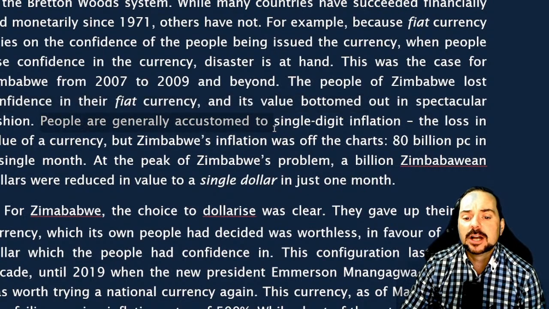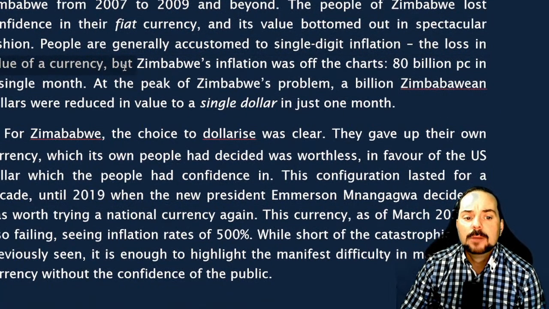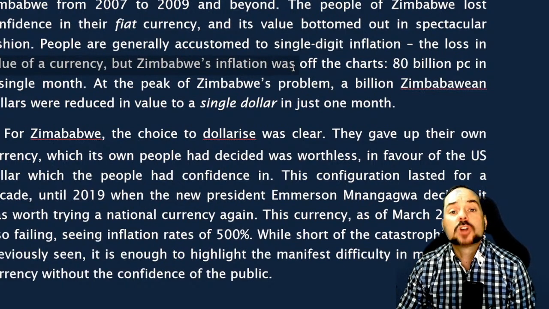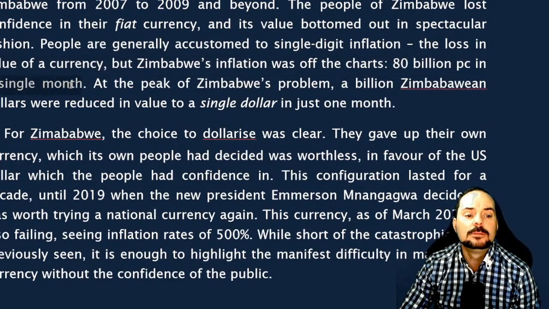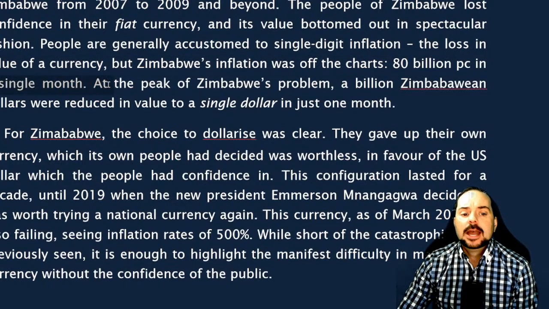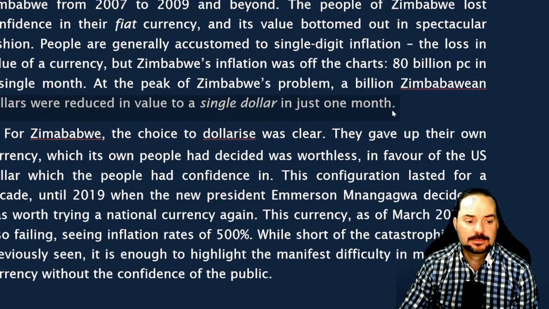People are generally accustomed to single-digit inflation, the loss in value of a currency. But Zimbabwe's inflation was off the charts, 80 billion percent in a single month. At the peak of Zimbabwe's problem, $1 billion Zimbabwean dollars were reduced in value to a single dollar in just 1 month.